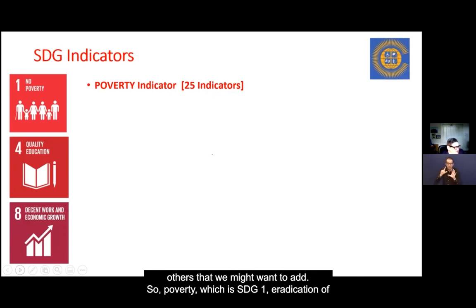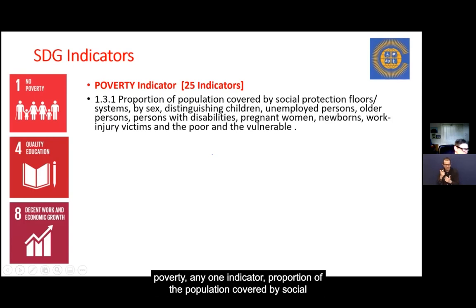So poverty, which is SDG 1, eradication of poverty, there's only one indicator, the proportion of the population covered by social protection floors, and that's broken down by sex, children, unemployed persons, older persons, and people with disabilities, pregnant women, newborns, work injury victims, and the poor and vulnerable, which is a catch-all phrase that we do not like.